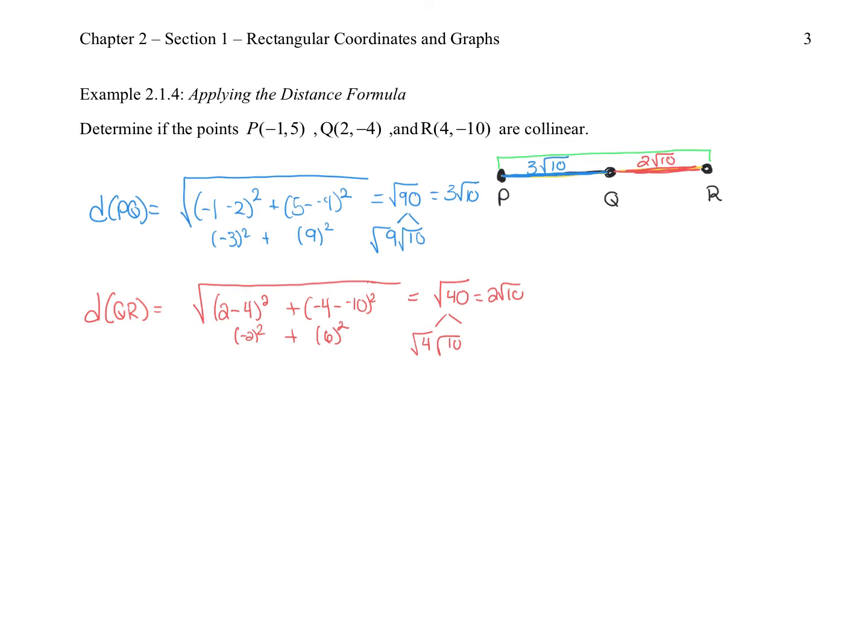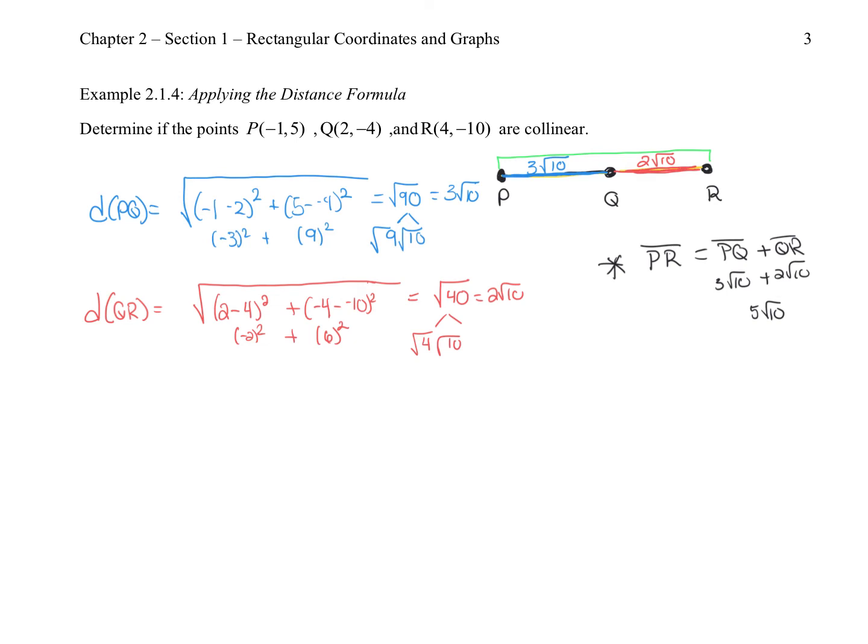So what we need to happen now, if these points are going to be collinear laying on the same line, is that I need this distance PR to add up. So line segment PR should equal PQ line segment plus QR line segment. So I should have the 3 root 10 plus 2 root 10. They should add up. So I should end up with a 5 root 10 if this all works out. We're going to find out.